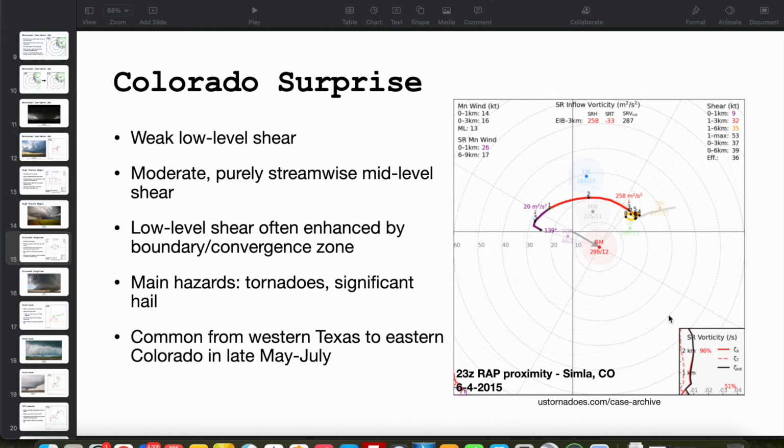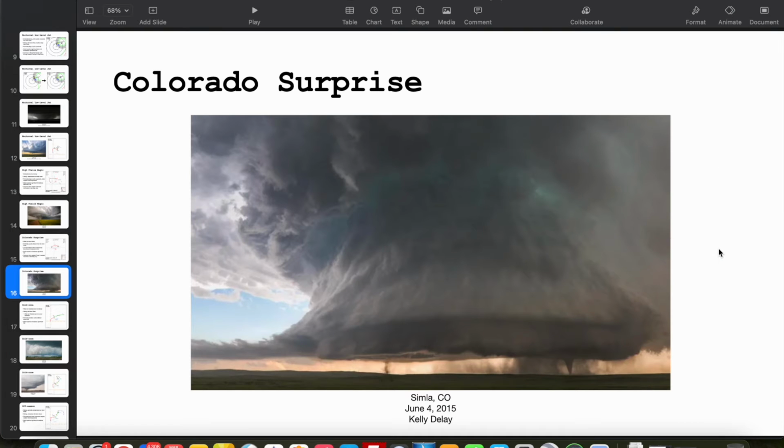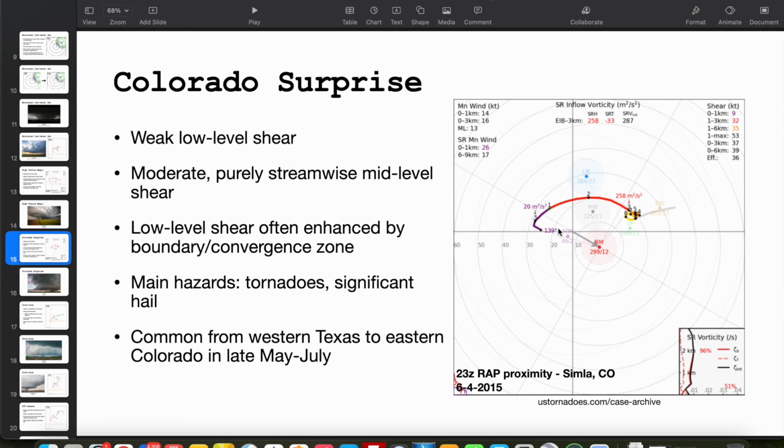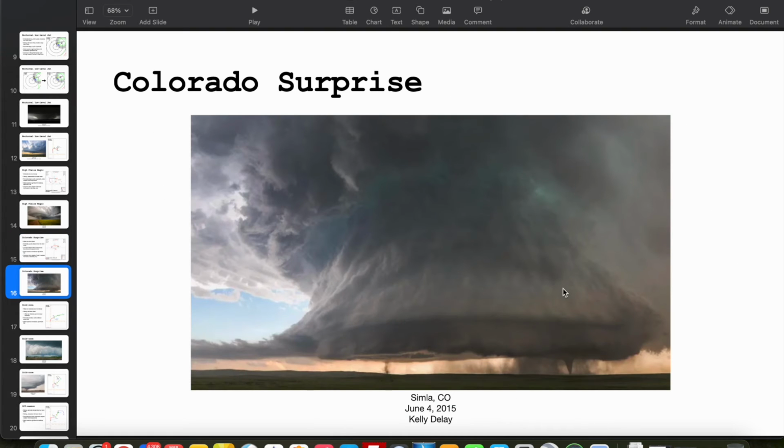And this one here was the proximity hodograph to the Simla, Colorado supercell. Pretty beautiful supercell, textbook supercell here for Colorado. Just incredible structure, and it produced multiple tornadoes as well. So you can see, even though you might overlook this sort of hodograph when you're making a forecast, if you have that low-level shear enhancement along a boundary or convergence zone, you can get something like this, mostly a significant hail-producing supercell with several tornadoes, given that enhanced low-level shear.